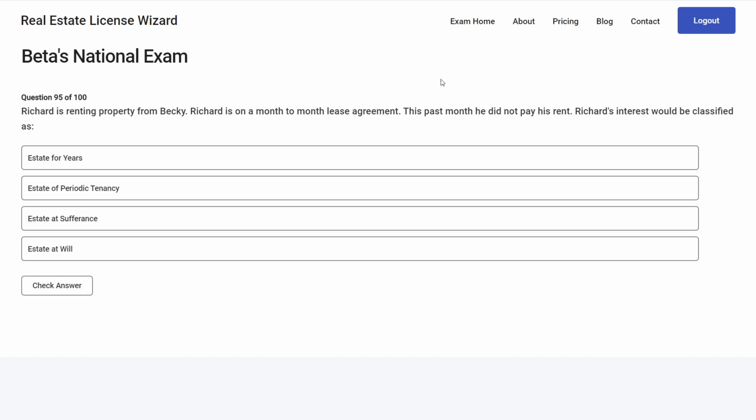All right, 95. Richard is renting property from Becky. Richard is on a month-to-month lease agreement. This past month, he did not pay his rent. Richard's interest would be classified as an estate for years, an estate of periodic tenancy, an estate of sufferance, or an estate at will. All right, so think it over. Come up with a good answer for that one.